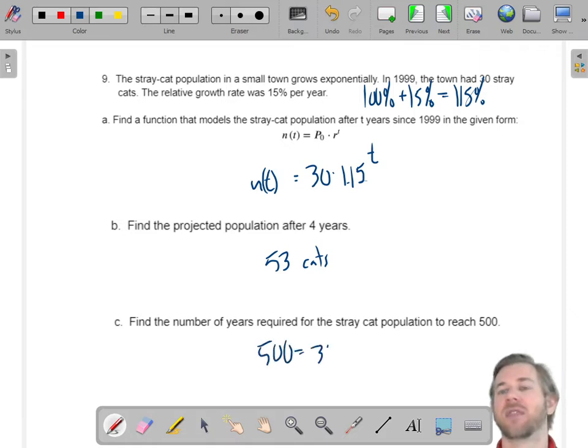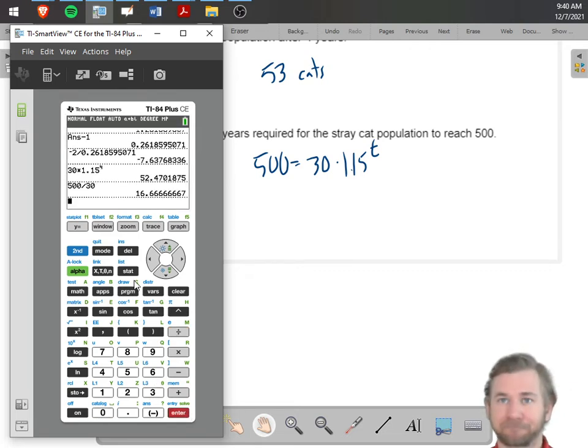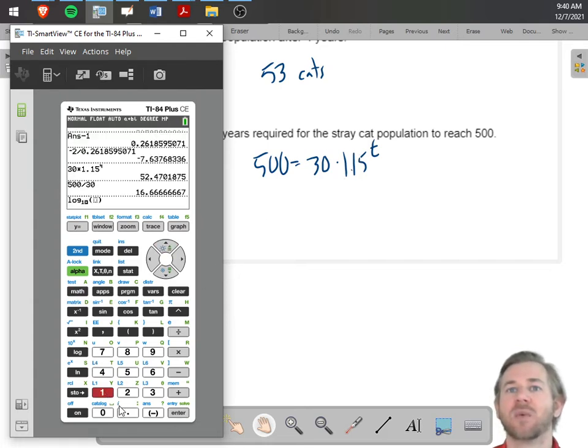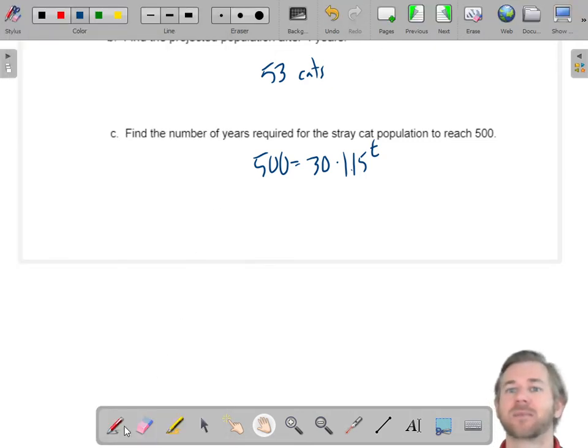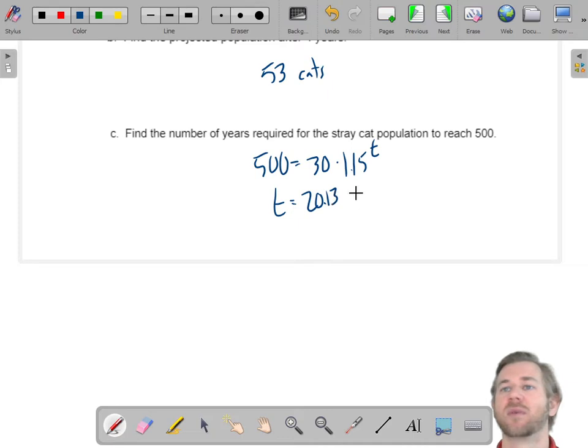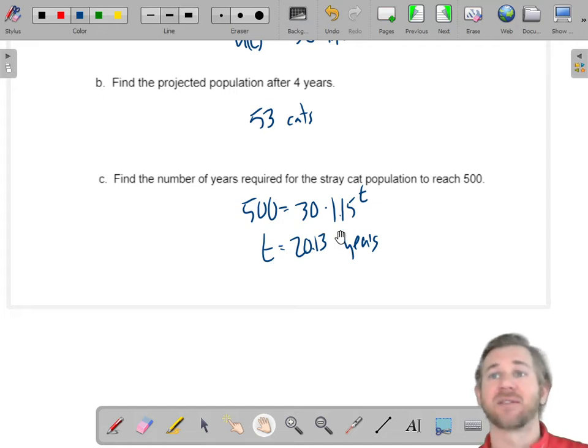500 equals 30 times 1.15 to the t. So to solve this, get the exponent by itself. 500 divided by 30. 16.6 repeating. Now I'm going to take the base 1.15 log. So I'll use my log base formula. Log base 1.15 of that. And this will tell me 20.13 years. About 20.13 years. t equals 20.13 years. So that would be, from 1999, 2019. We'll have gone from 30 cats to 500 cats.